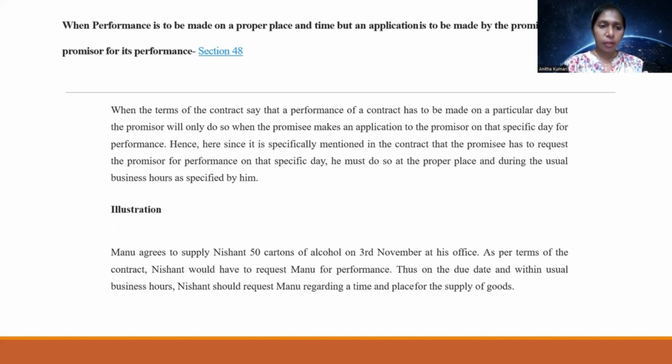So in this case, what happened? Manu agreed to supply Nishant. So Manu is a promiser. He agreed to supply 50 cartons of alcohol to Nishant on 3rd November. But as per the contract act, Nishant is asking the person and requesting him to deliver the goods. So this is called when the term of the contract says that the performance of a contract has to be made on a particular day, but the promiser will only do it when the promisee makes an application to the promiser, not specified on the day. It means that when the promisee requests, only at that time the promiser will be delivering the product.